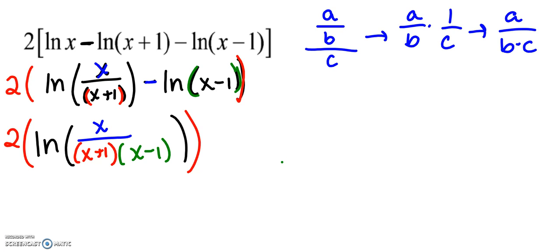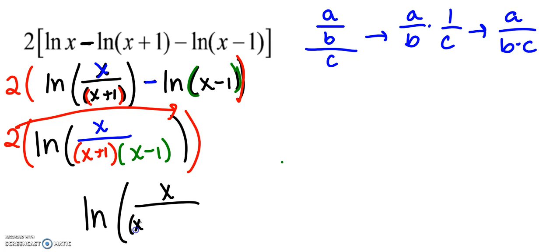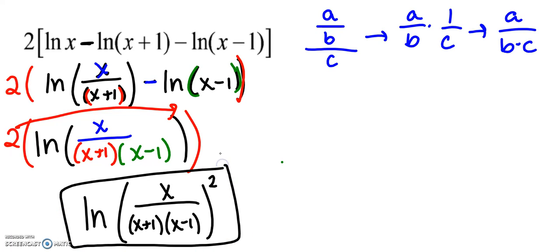So then this 2, with this power property, I can swing back up to the top. So the natural log of x over x plus 1 times x minus 1, all squared. So there's one method.